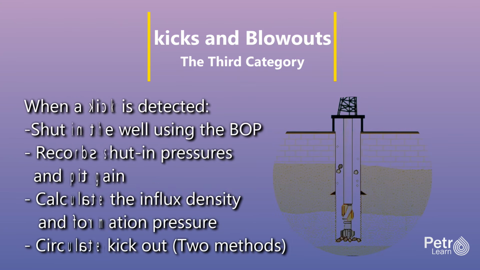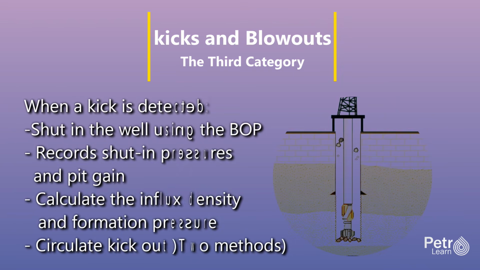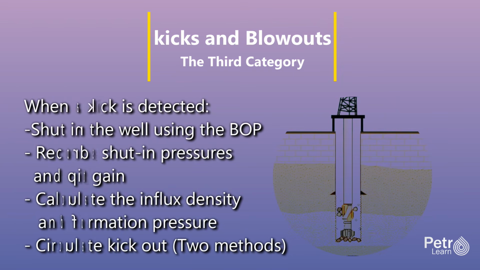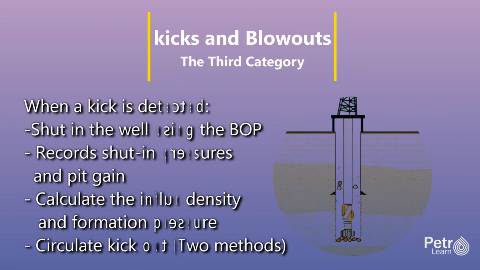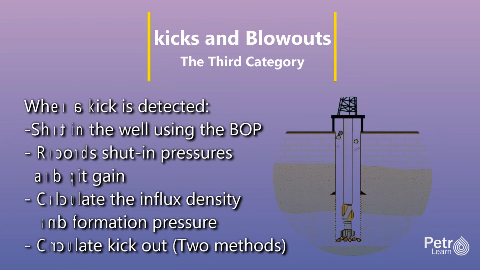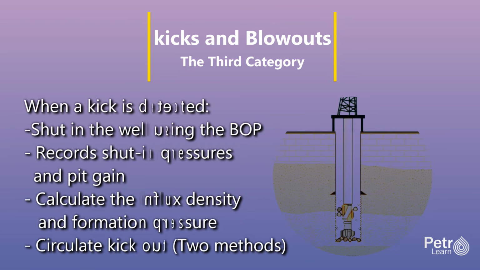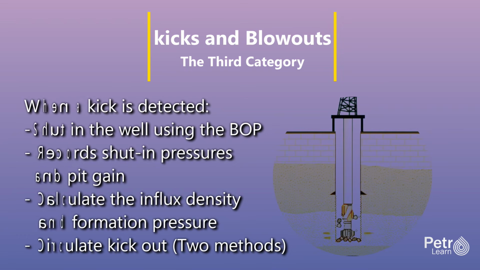When a kick is detected, the first action is to shut in the well immediately using the BOP. The well is considered shut in when BOP rams or the annular preventer are closed and valves are open to allow pressure monitoring. There are two pressures to monitor: drill pipe pressure, which is pressure inside the drill string, and casing pressure, which is pressure in the annulus.